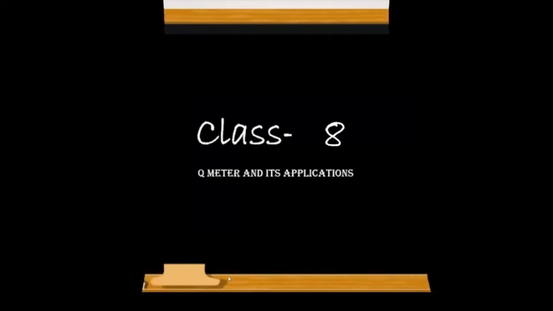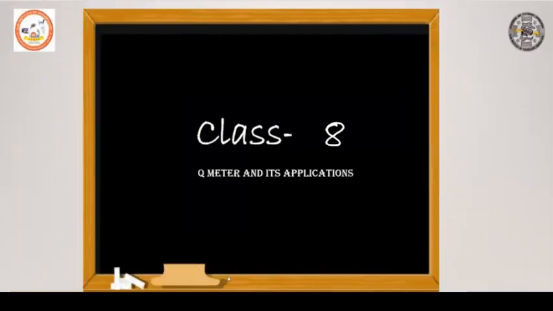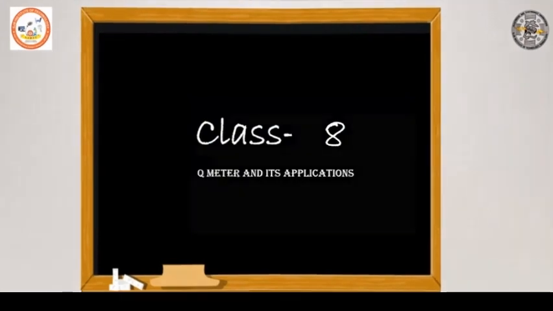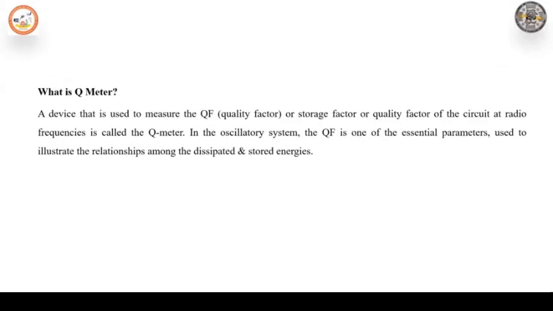So let us start today's class, and we will discuss in today's class the Q meter, its applications and errors. So what is a Q meter? We know that every inductor coil has a certain amount of resistance, and the coil should have the lowest possible resistance. The ratio of the inductive reactance to the effective resistance of the coil is called the quality factor or Q factor of the coil. So XL by R, which is equal to omega L by R.